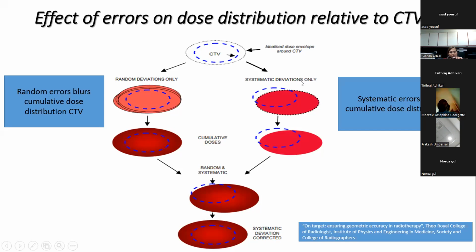But in the systemic error, what happens? A small chunk of the CTV may miss the desired dose, and this error happens again and again in any form, which we will discuss in later slides. So here you can see that the random error blurs the cumulative distribution of the dose around the CTV, and the systemic error shifts the cumulative dose distribution around the CTV.